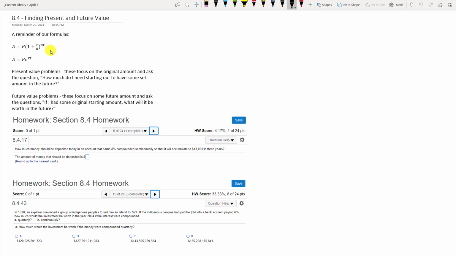But we talked about these two formulas. We have this first formula where we compound n times per year. And we have a second formula which is when we compound continuously.